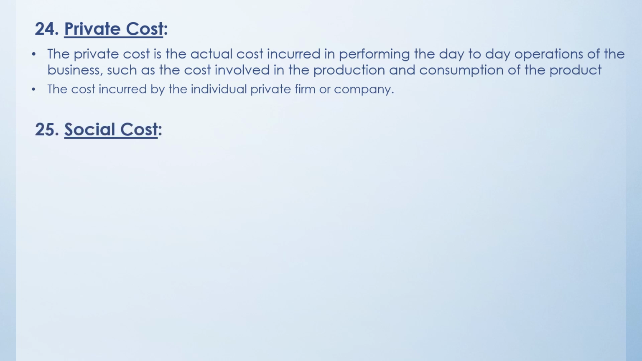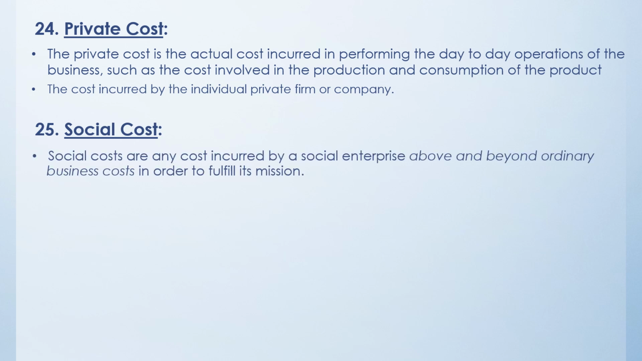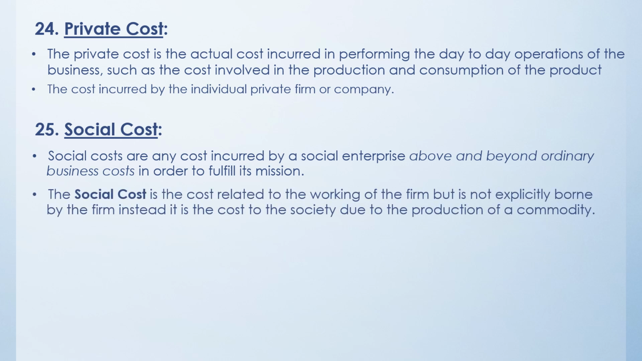Now moving on to the next, social cost. So basically social costs are the costs incurred by social enterprises above and beyond ordinary business cost in order to fulfill their mission. The social cost is the cost related to the working of the firm but is not explicitly borne by the firm. Instead, it is the cost to the society due to the production of a commodity.